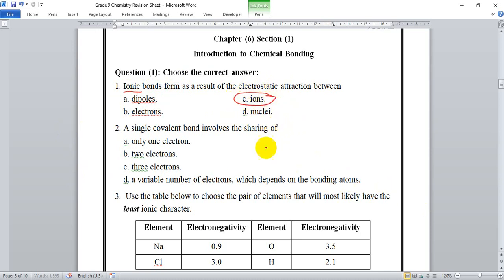Okay. The second question. A single covalent bond involves the sharing of only one electron, two electrons, three electrons, or a variable number of electrons which depends on the bonding atoms. Single covalent means each atom shares one electron. So the two atoms share two electrons. So the answer will be letter B.